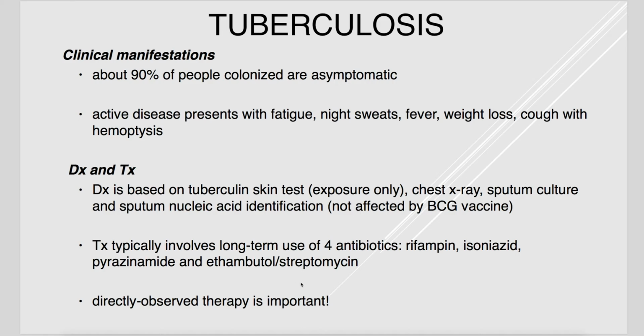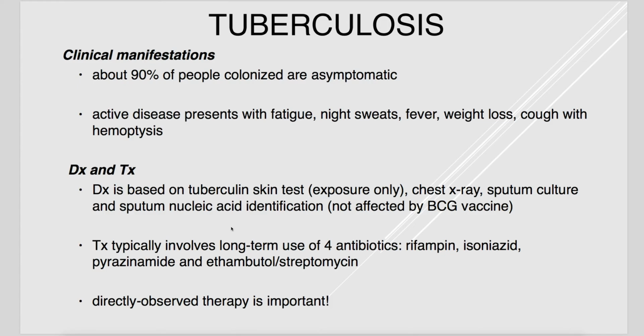So diagnosis: the TB skin test, again, only shows exposure, doesn't indicate active infection. A chest x-ray can show active infection. Sputum culture and sputum nucleic acid identification are good because they're not affected by the BCG vaccine, which is a vaccine that you may get if you travel to other countries. But if you get that vaccine, you will have a positive TB skin test. The nucleic acid identification or amplification is a really good test because it's much more rapid than a culture. And it's pretty sensitive and pretty specific, so that's a good test.